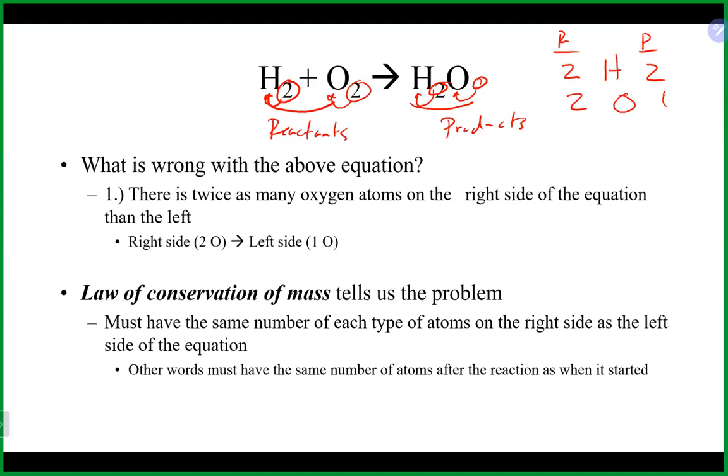So if you started with 4 carbons on the left, you should end with 4 carbons on the right. They may be in different molecules or compounds, but you should not lose any elements, because it's only electrons that are involved in a chemical reaction, breaking and making bonds.